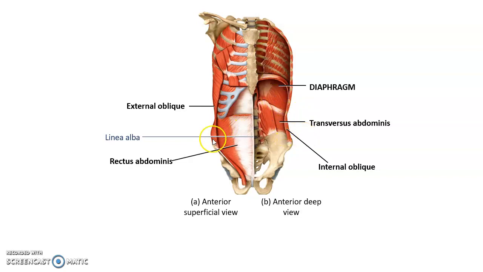The cut of the external oblique, the most superficial lateral muscle, followed by the internal oblique, which is deep to the external oblique, followed by the transverse abdominis, which is deep to the internal oblique. So from superficial to deep, it goes external oblique to internal oblique to transverse abdominis. And then, of course, in front, anterior, is the rectus abdominis.